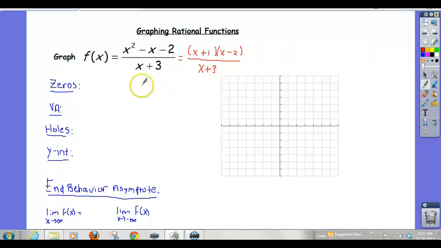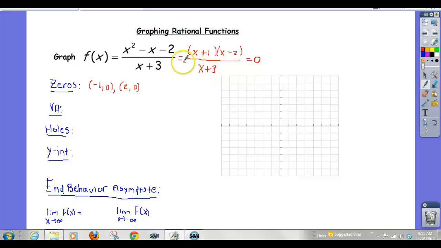So what are the zeros? Well, remember the zeros occur when the function itself equals 0. You can multiply both sides by x plus 3, and that will leave you with (x + 1)(x - 2) = 0, and from there I think you can understand that the zeros are (-1, 0) and (2, 0). Those are the two zeros.